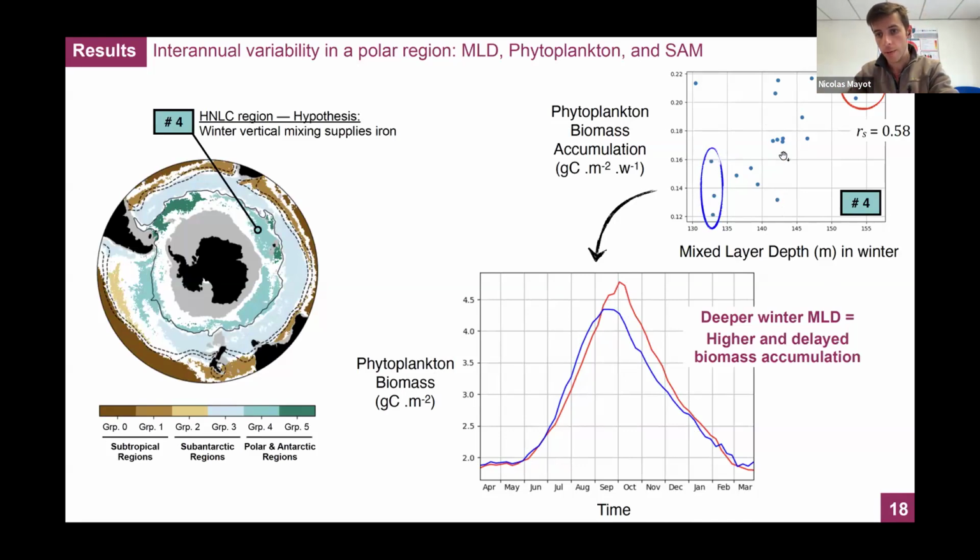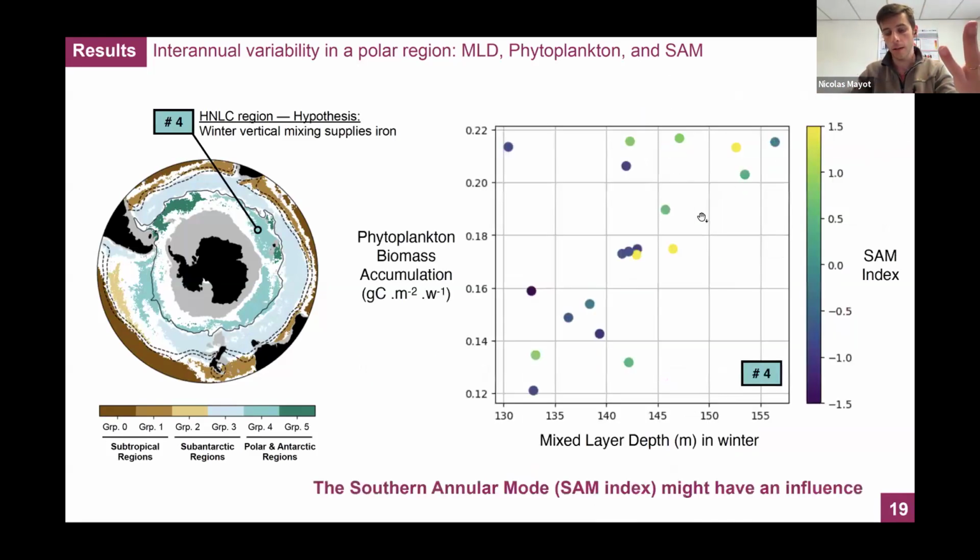Then I took this graph again and looked at the SAM index, which is the Southern Annular Mode, a climatic index in the Southern Ocean area, mostly related to the wind speed and the wind intensity. When you have a more positive index, that means you have a higher chance of a year with strong wind, versus a more negative value, which means you have a higher chance of lower wind.